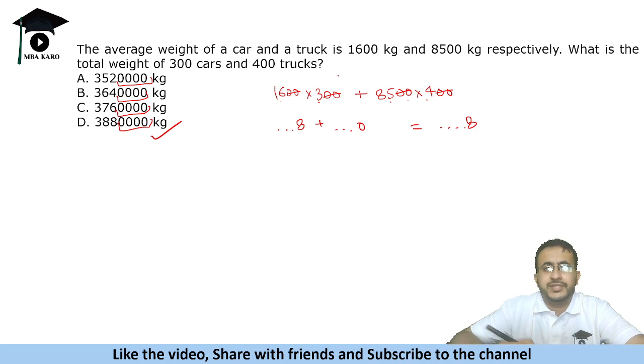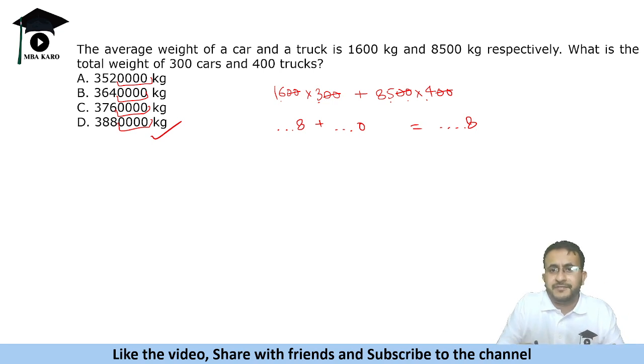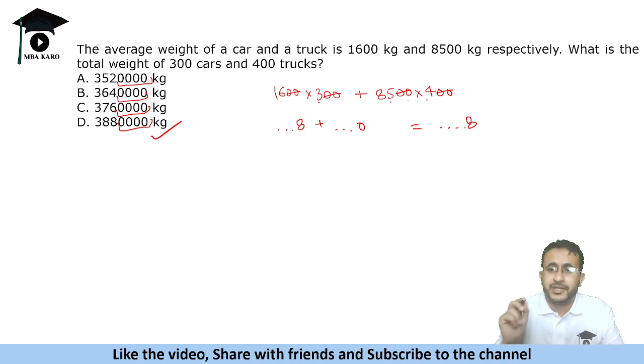Like I can do this calculation in my head. I do not even have to pick a pen to answer this question. I can say 16 into 3, 8 में end हो रहा है, ठीक है, and 85 into 4 ending in 0. 8 plus 0 is 8. My answer is 388 followed by 4 zeros. So these things help you save your time in picking up the pen.